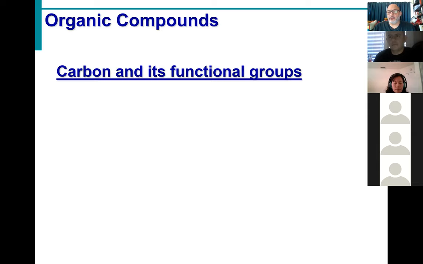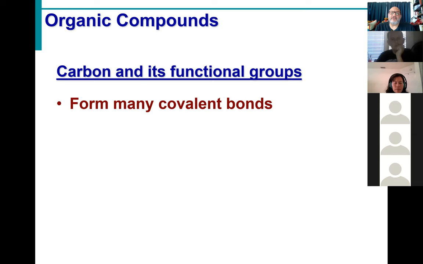So yes, organic compounds, of course, carbon and all of its functional groups. The key with carbon, what makes carbon so important for organic compounds, is that it can form, and there's that magical word again, many covalent bonds. But we should be more specific. How many covalent bonds can carbon actually form? Four. Four, there you go, excellent. It can form four covalent bonds, and so it allows it to form very large, very complex, very stable structures.